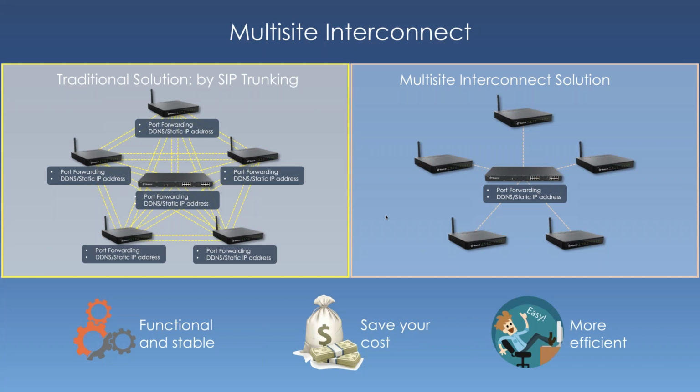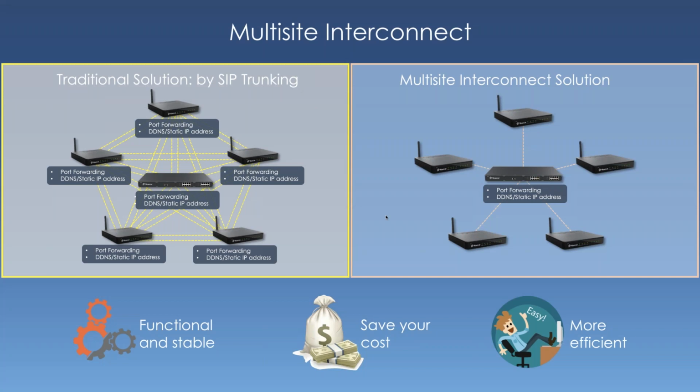If we have 6 offices, for example, we're going to create so many SIP trunks, because SIP trunking means you have to create a SIP trunk between 2 offices. So now we have 6 offices. You have to create lots of SIP trunks. And also you have to get static IP addresses and port forwardings. This is not so good for security. Lots of ports are open to the public network, so it's a little bit risky.